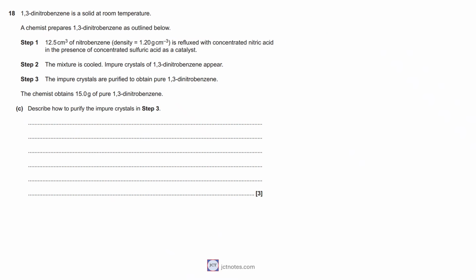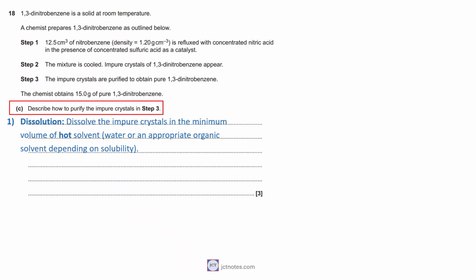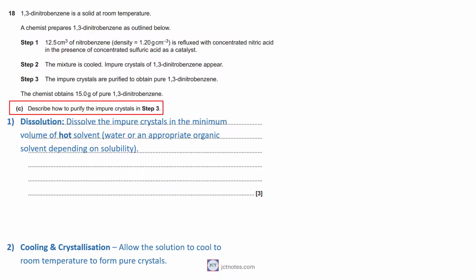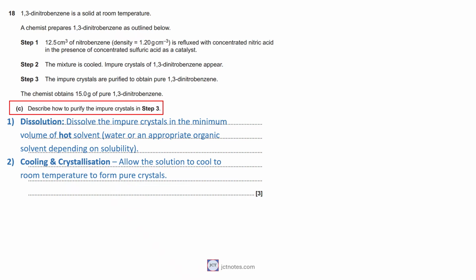In Part C of Question 18, we are asked to describe how to purify the crystals obtained in Step 3. The first step is to dissolve the impure crystals in the minimum volume of a hot solvent like water or an appropriate organic solvent. Then, allow the solution to cool to room temperature to form pure crystals. Follow by filtering the mixture under reduced pressure using a Buchner funnel and flask.